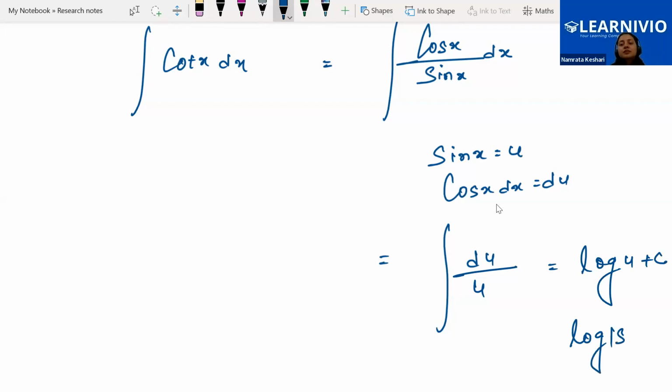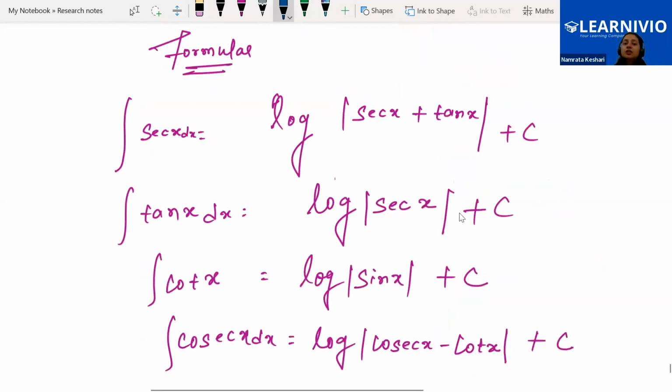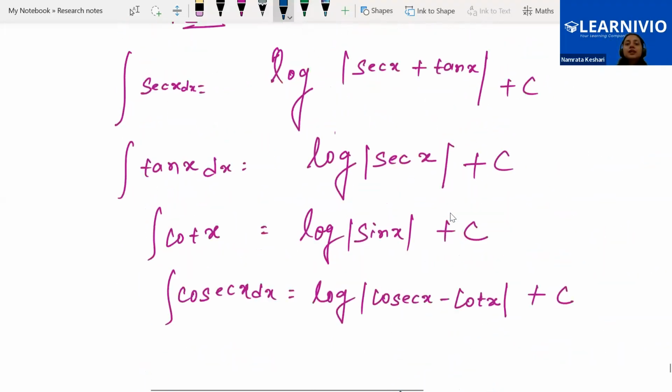See, if this question comes, then great, you will be able to do it, right? Yes, ma'am. And even if tan comes instead of this one, you will be able to do it, right? Yes, ma'am. And what about cosec and sec? Let's see, maybe sec. How are we getting the integration of sec x as log of sec x plus tan x?